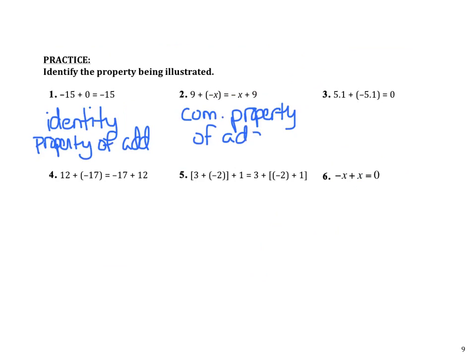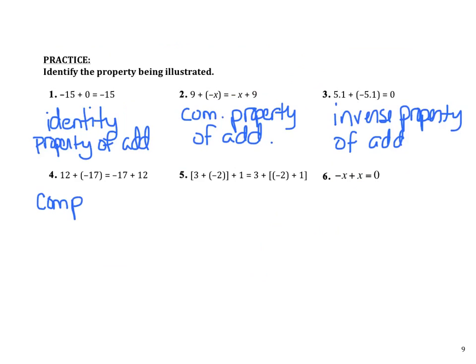All right. Our next one of 5.1 plus negative 5.1 is equal to 0. So what I've done here is I've canceled it out. I've got 0, the opposite. So this, remember, is the inverse. All right, our next one. 12 plus negative 17 is equal to negative 17 plus 12. Here again, I've changed the order in which I've just added them. So this is the commutative property of addition.